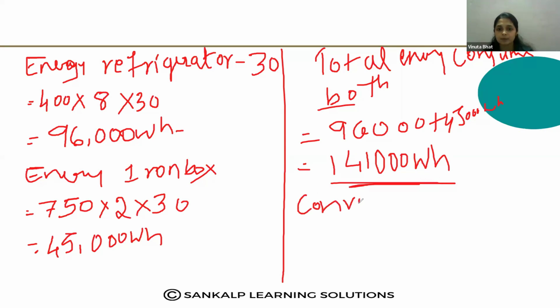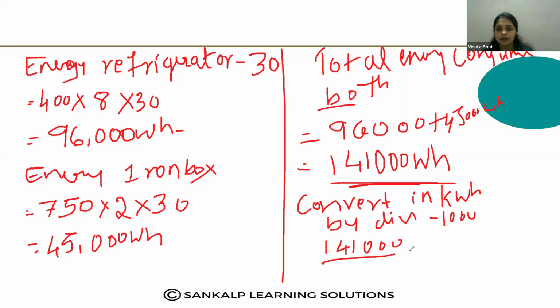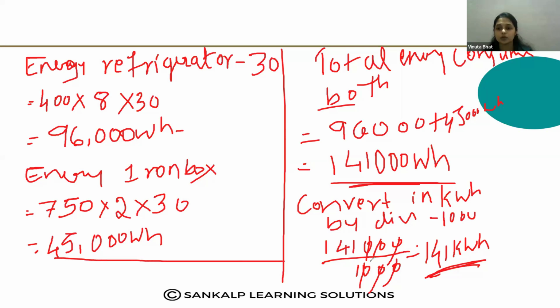Convert it into kilowatt hour by dividing it by 1000. Okay, so here 1,41,000 divided by 1000, that is equal to 141 kilowatt hour. You know that 1 kilowatt hour is equal to rupees 3, right? 1 kilowatt hour is equal to rupees 3.